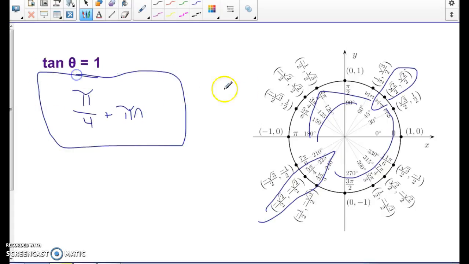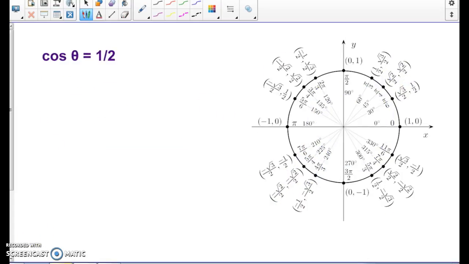I add the plus pi n because I'm not being specific on a range, on an interval. I want all possible answers. So I'm writing pi fourths plus pi n. I do not want to write both answers plus 2 pi n. I want to be as short and sweet as possible.